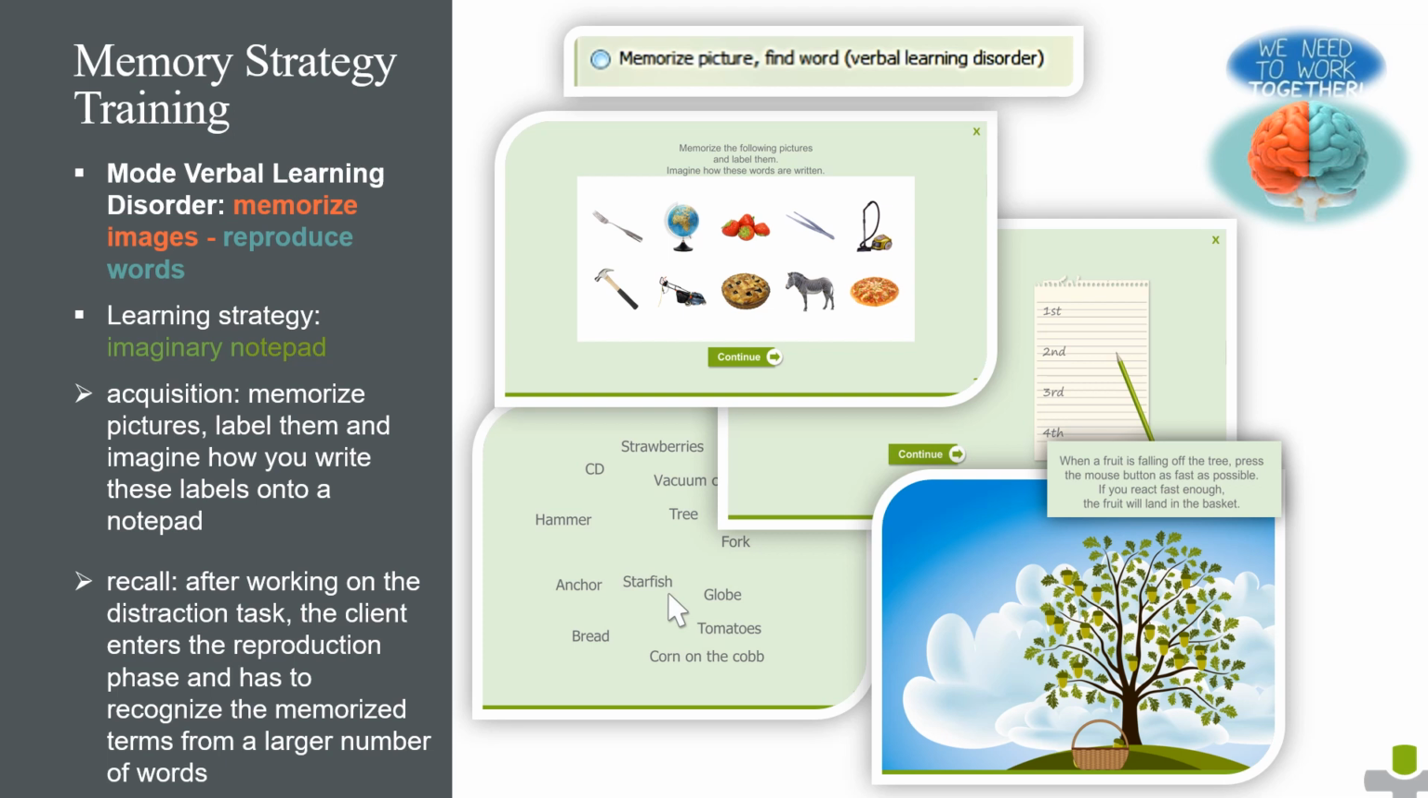The client has to react to visual stimuli in which fruits or blossoms falling from a tree have to be caught in a basket. The basket will move automatically to the right position by pressing a key or mouse button. The time span of this distraction task can be adjusted in the parameter menu from 10 up to 90 seconds.